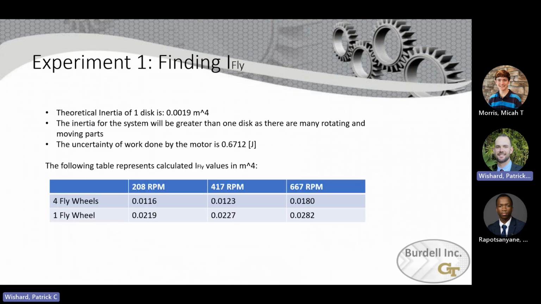The theoretical inertia of one disk is 0.0019, and we were able to calculate the inertias using different wheel setups and at different speeds. We can see that the 4-wheel fly inertia is definitely larger than the 1-wheel fly inertia, and this validates our assumptions of the way that inertia is working in the system.